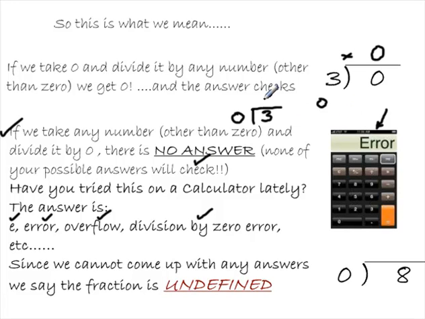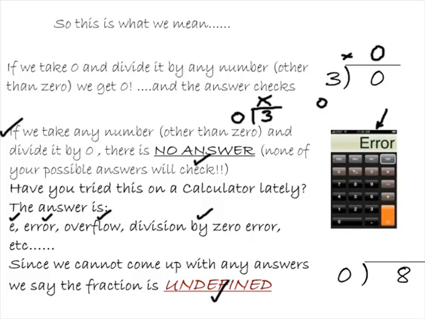Any number that you put right here as the answer, whatever this x would be, when you multiply it by 0, you'll never get 3. Okay? And since we cannot come up with any answers, we say the fraction is undefined. The fraction itself is undefined. Not really the answer to the problem, but the fraction turns out to be something called undefined.